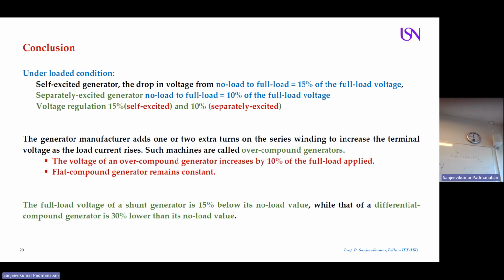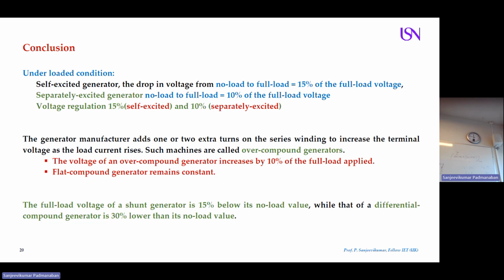10% then I can use a separately excited generator. For example, 100 volt at the start, but under running condition, I will get 90 volt. Is it clear to you? So self-excited, 15% drop. Separately excited, 10% drop. So the most important is self-excited, 15%, and separately excited, 10%.